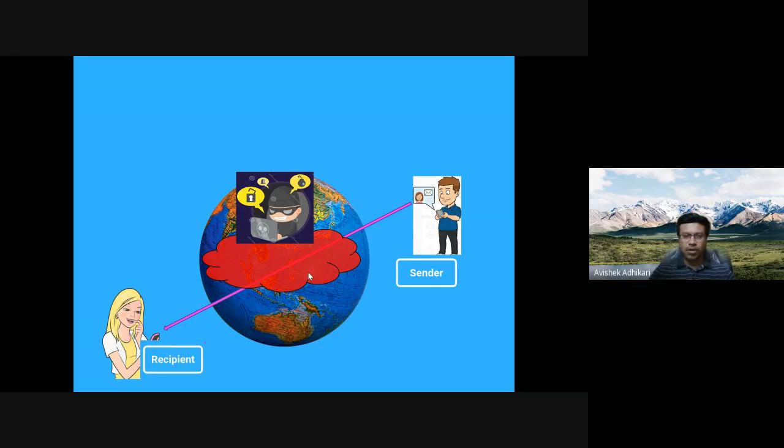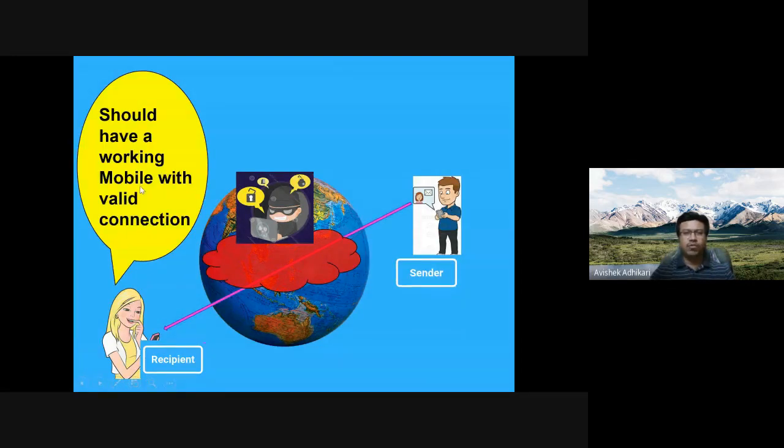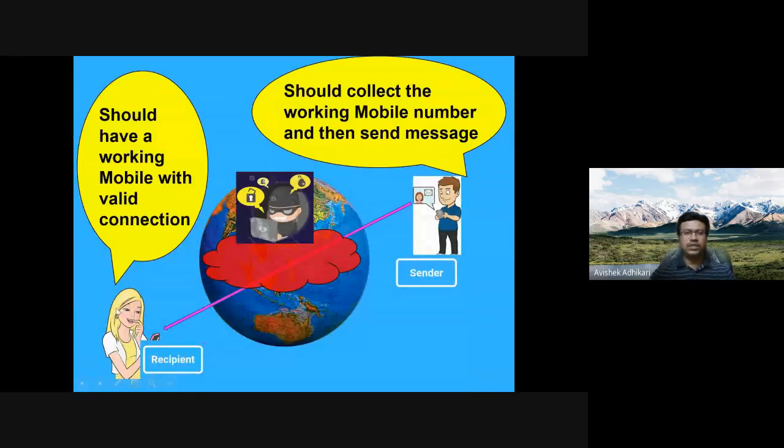The question is why. Suppose this boy wants to send the message through, say, WhatsApp to this girl, and unfortunately the girl does not have any mobile, or maybe she has a mobile but doesn't have WhatsApp installed. Then even if this boy sends a message, it will certainly not be received by the girl. That means before sending the message, the girl should have some infrastructure present at her end. It should be the receiver end who starts the initiative. So the girl should have a working mobile with a valid connection. The next step would be that the boy collects her working mobile number, and then, after getting her number, the boy sends the message to the girl. So that's the idea.